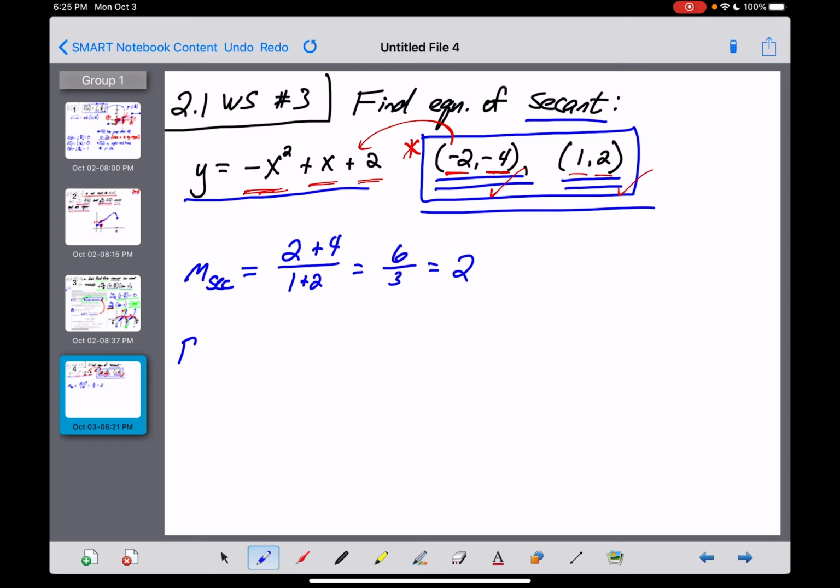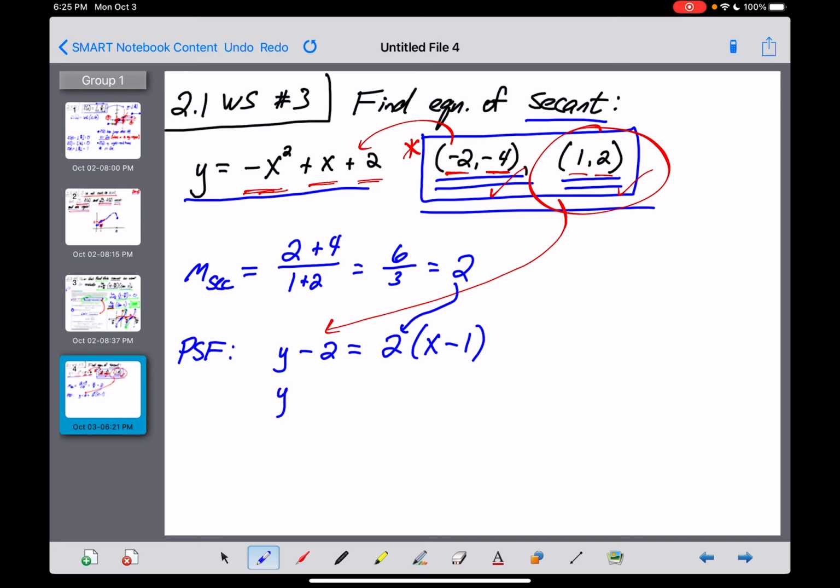Now that you've got the slope of your secant, let's go to point slope form using either one of those 2 points. But I would imagine most of us would choose this one here because it's got positive coordinates. Easier to work with than negatives. So y minus your y coordinate is equal to your slope, 2, which we just came up with right here, times x minus the x coordinate, which is 1. So 2 steps and we're done, guys.